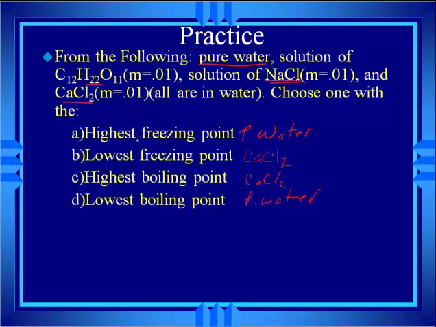Highest freezing point, okay? Well, imagine if you put anything in here. Think about this. We get one particle per every sucrose. Actually, we get 2 particles for every table salt, and we get 3 particles for every calcium chloride. Remember, if we add a particle, it's going to lower the freezing point, right? So that means pure water is going to give us our highest freezing point. Our lowest freezing point is going to be the thing with the most particles, and that's calcium chloride. Highest boiling point, again, calcium chloride, because that's the most particles. I get 3 for every 1 mole, all right? And then lowest boiling point is pure water.